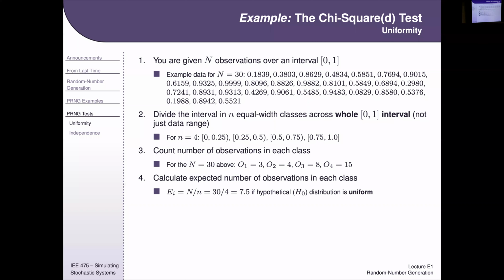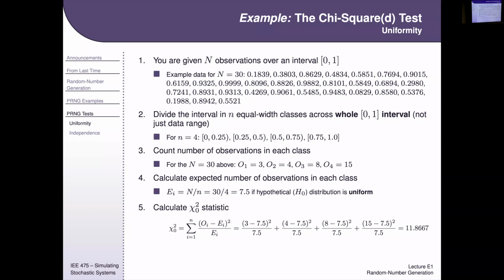So we want a rigorous way of doing that. So how many would we expect if it was uniform? Well, there's 30 points up here. 30 divided by 4 is 7.5. So I would expect each one of these to be close to 7.5. So then I'd say, well, how far away are each one of them? Well, I take each interval, 3 for the first interval, 4, 8, 15 for the fourth interval, subtract off the expected 7.5, square it, divide that by 7.5, add all that together, I get a number, 11.8667.